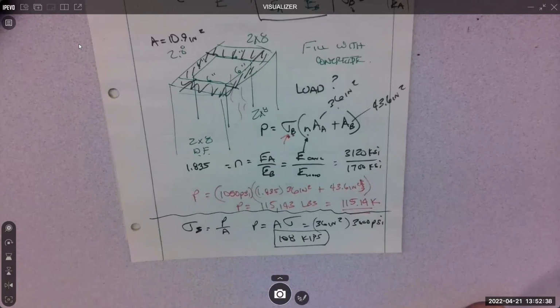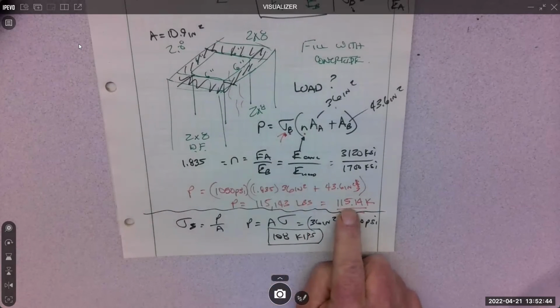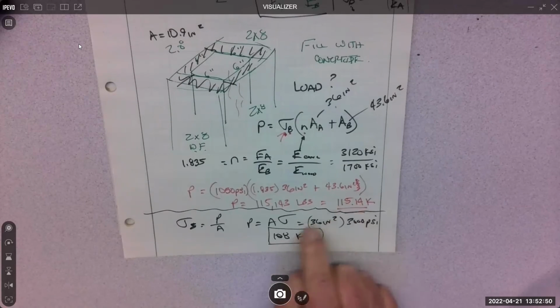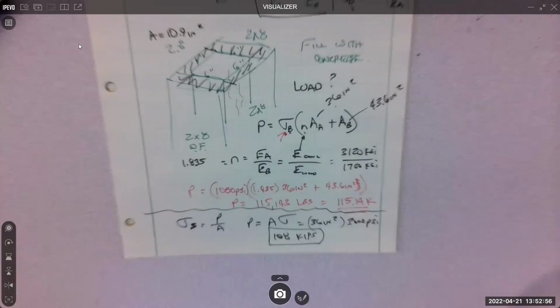right? Combined with the wood and the concrete, we get to 115. So not a lot of advantage having the wood around it, but a little. It did increase it some. Put steel around it, you're going to increase it a lot. All right.